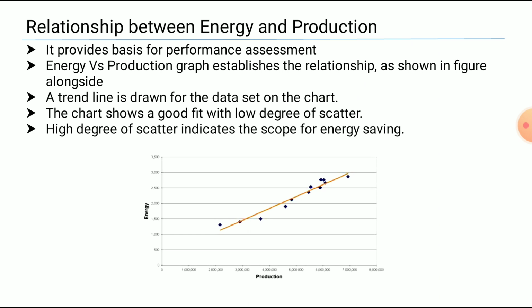So in this we got some points on this graph, and we join these points by using a straight line. So this straight line is called a trend line. Some points which are not connected to this trend line are called scattered points. And we conclude from this graph that if there are some scattered points behind this line, there is always a scope for energy saving in that specific industry.